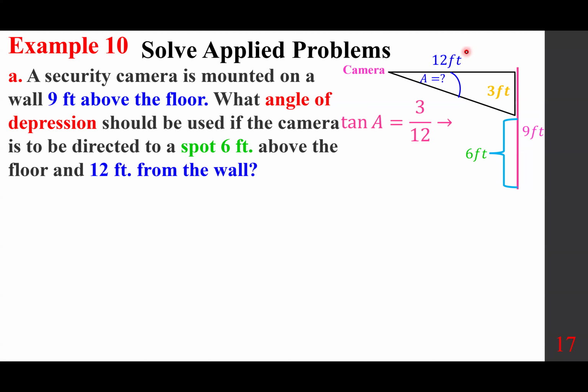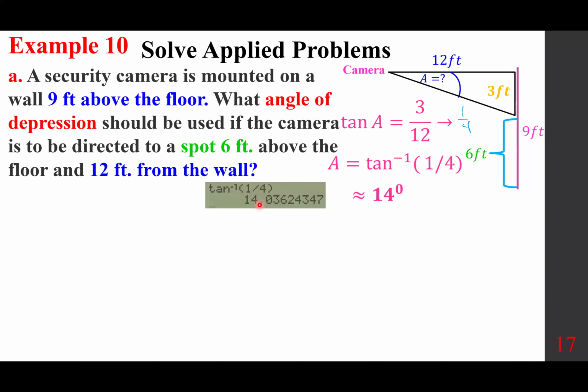We can find tan of A, which makes it 1/4. And therefore A is tan inverse of 1/4. And you put it into a calculator. Tan inverse of 1/4 is given, and it's almost 14 degrees. It depends on how many decimals they ask you. Always go with as many decimals as possible and then follow the instruction.